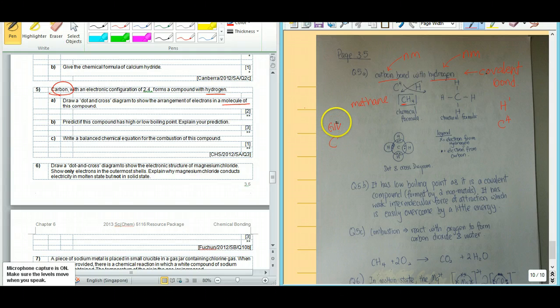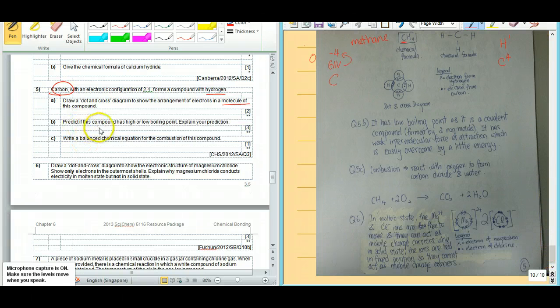Carbon is in group 4, special number 4. So if I take the group minus the special number, I get 0. So for carbon, I do not need to draw any more electrons. Hydrogen has a special number 1, and assume that it is in group 1. So group 1 minus the special number 1 is 0. So for hydrogen it is also 0. Therefore, for each hydrogen, you do not need to draw any additional electrons. So this is the dot and cross diagram for your methane or your CH4.